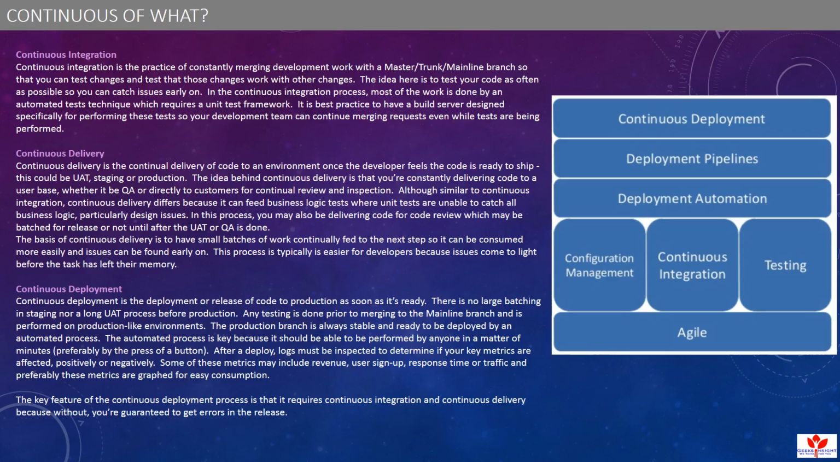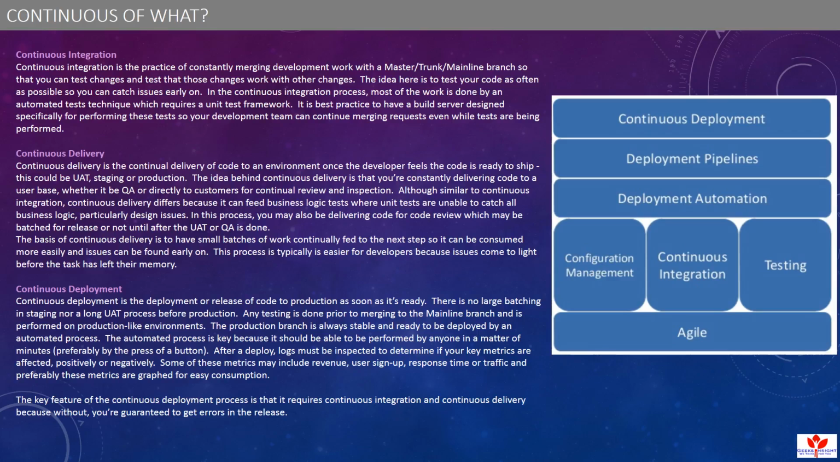The second thing is continuous delivery of code to an environment, once the developer feels the code is ready to ship. The idea behind continuous delivery is that you are constantly delivering code to your user base, whether it be QA or directly to the customers, for review and inspection along with testing the code. The basis of continuous delivery is to have small batches continually fed to the next step. That means small changes and releases can be taken from one system to another seamlessly, flawlessly, with the help of automation. So once continuous delivery has been done, it is ready to deploy to production as soon as it is ready.